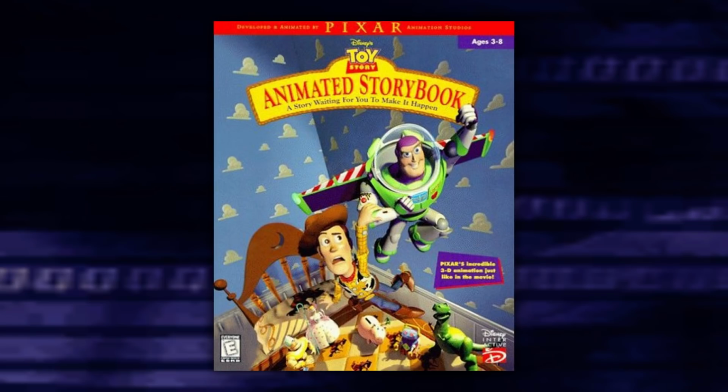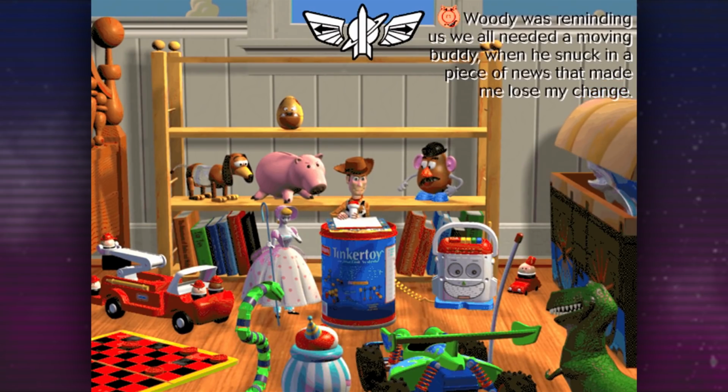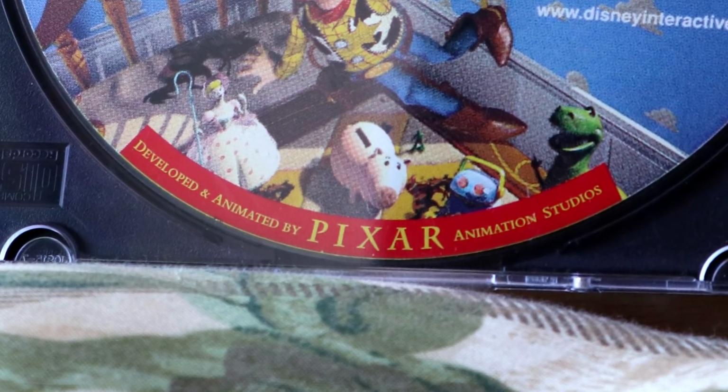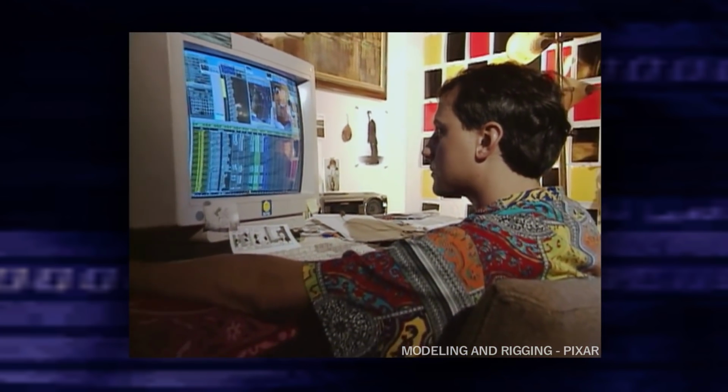Toy Story's animated storybook, however, was special. It would use original pre-rendered 3D animations that were fluid and looked stunningly similar to the film. That's because it was put together by Pixar themselves. They had the original models, textures, environments, and of course, the personalities.